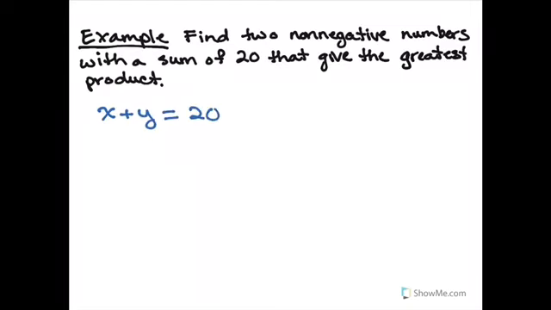As an equation, I'm just going to pick x and y for my two numbers. When I add them together, their sum, means add, is 20, and they give the greatest product. Product means multiply. So let's let P stand for product. So my equation P equals x times y is the one that we are trying to optimize. I'm looking for the greatest product. I'm trying to get a maximum product.